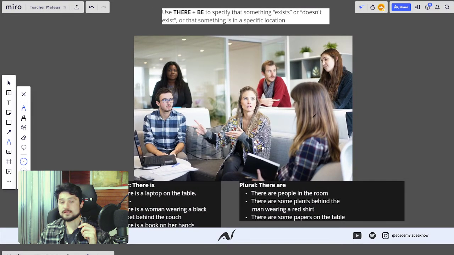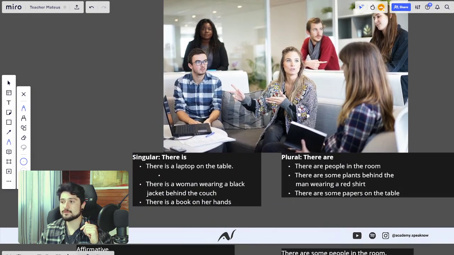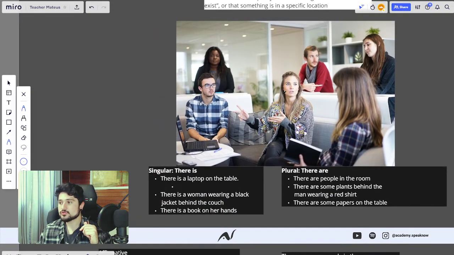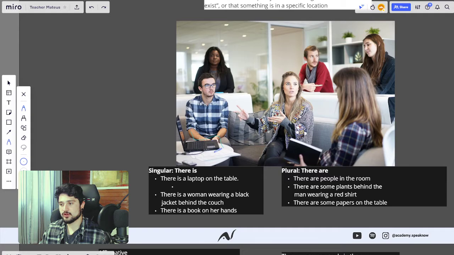Here I separated a picture of some people that I want us to use to contextualize our discussion. Okay, so let us begin with there is. We can see that there is a laptop on the table. How many laptops do you see on the table? Are there two, three, 10, or simply one? That is one, right? So in this case, we say there is a laptop on the table.